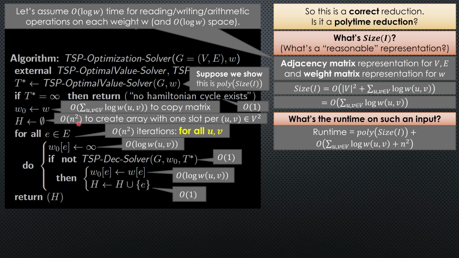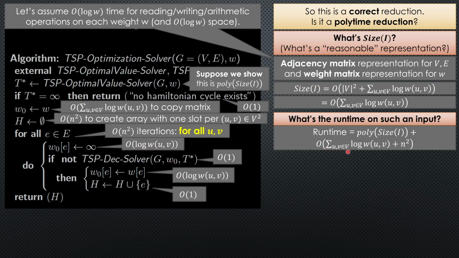And if you're wondering, we have this term showing up. This term for copying the matrix, that's right there. And then we have this n squared term for creating this array, and then we have n squared iterations, and in those n squared iterations, for each of those iterations, we're summing up this O of log WUV complexity and this O of log WUV complexity.